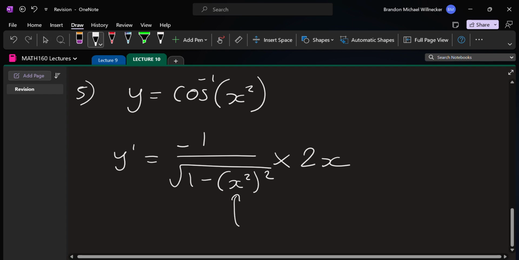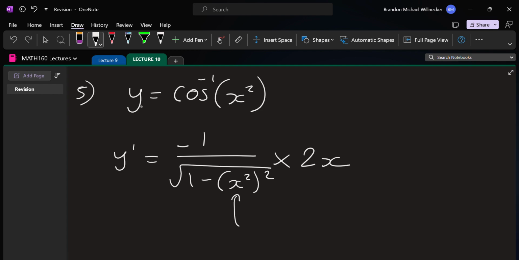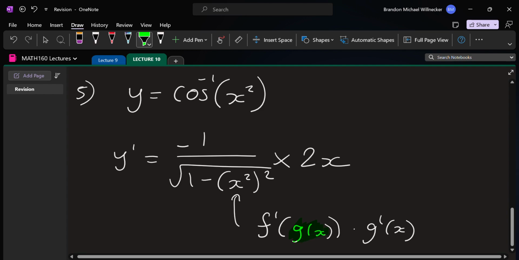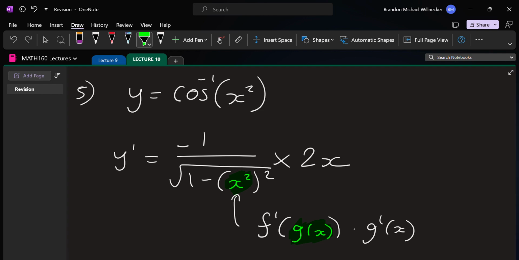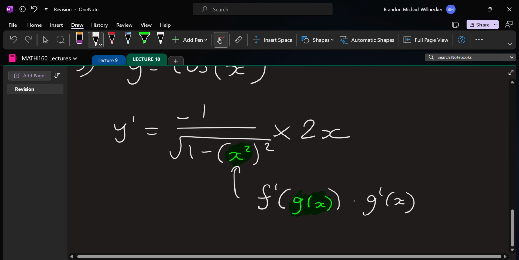Please remember over here to substitute whatever the g is. So when you're doing the chain rule, it's f prime of g of x times g prime of x. It's very important that you put this inside part. So there, that's over there, in green. If it was just cos inverse, that would just be an x, but it's cos inverse of x squared, so we need to put the x squared inside. Please don't forget that.